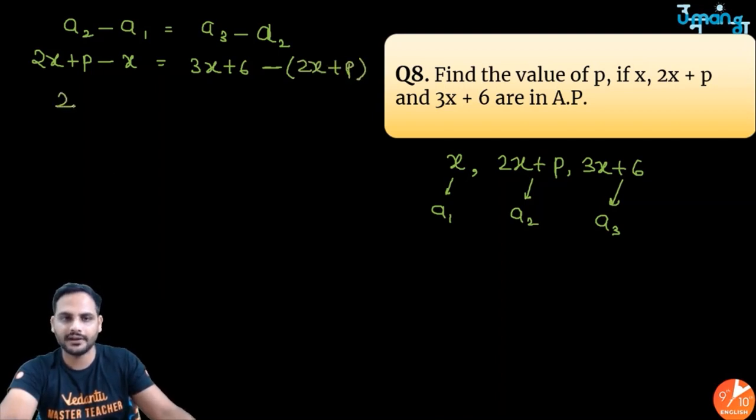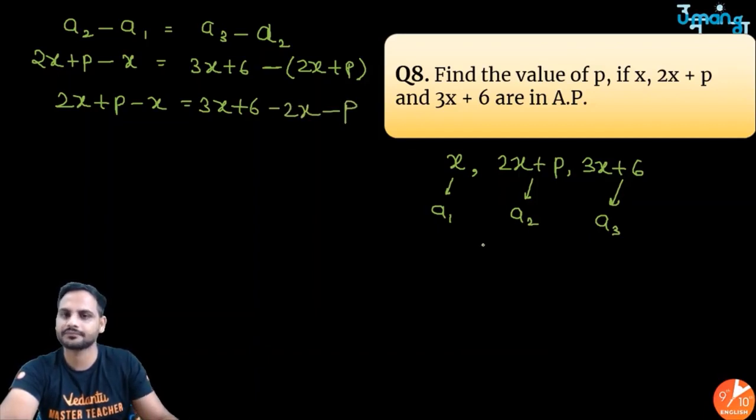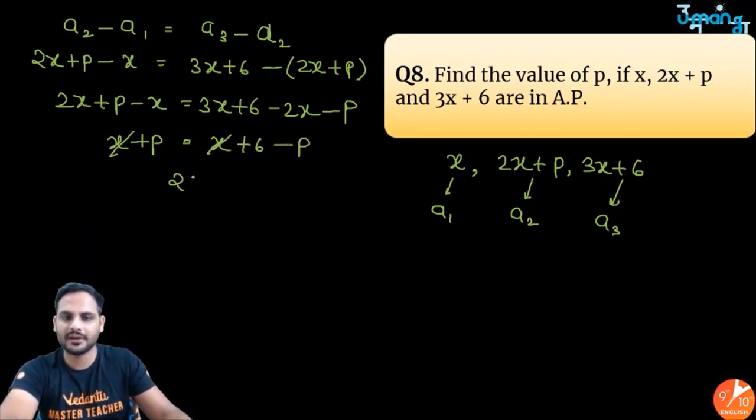Okay, so you are getting 2x plus p minus x is equal to 3x plus 6, minus into 2x is minus 2x, minus into plus is minus p. Correct? 2x minus x is x plus p is equal to 3x minus 2x is x plus 6 minus p. x and x got cancelled, shift minus p over there, it will become plus p. So p plus p is 2p is equal to 6. So p is equal to 3.